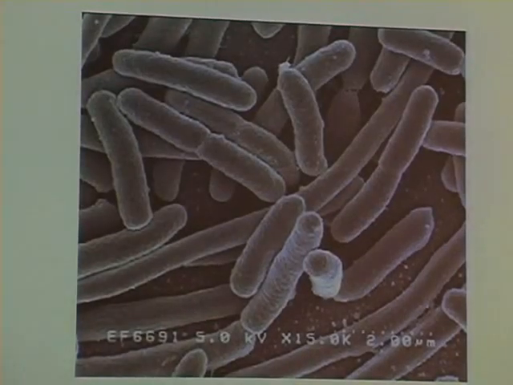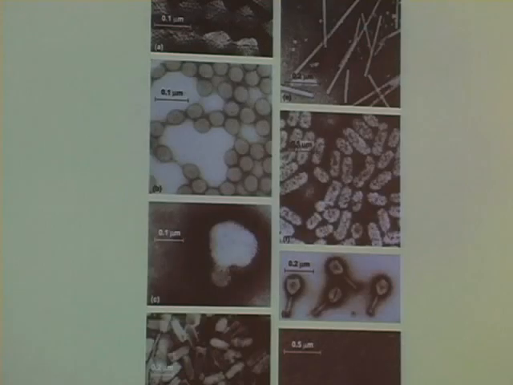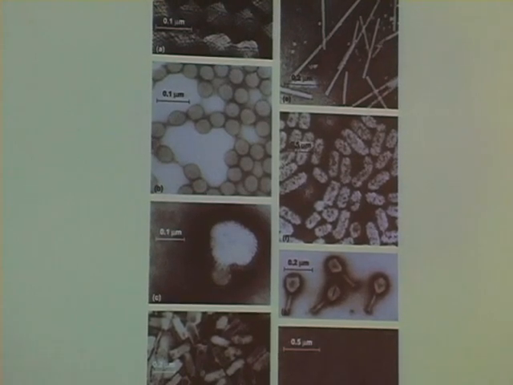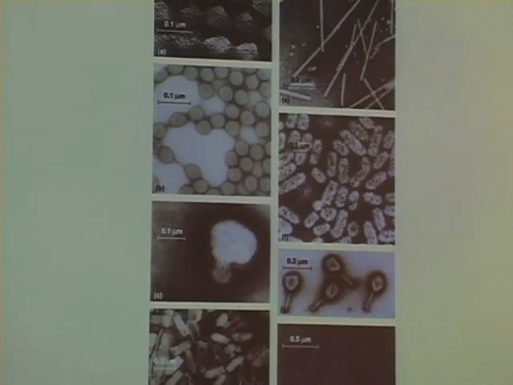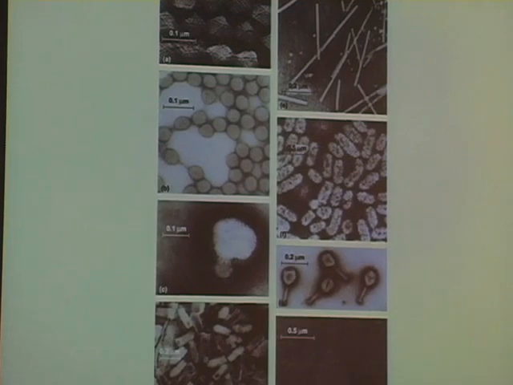Finally, moving into bacteria. This is E. coli under an electron microscope. And finally, viruses. Viruses aren't typically considered living organisms. They're really just information packages that tend to hijack various cellular systems. Lots of different morphologies, as you can see here.